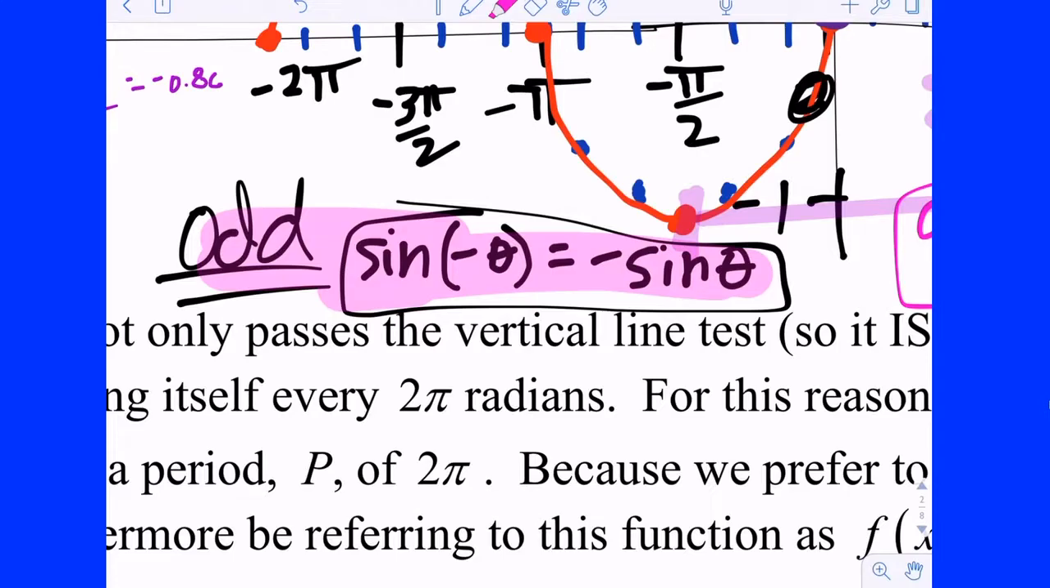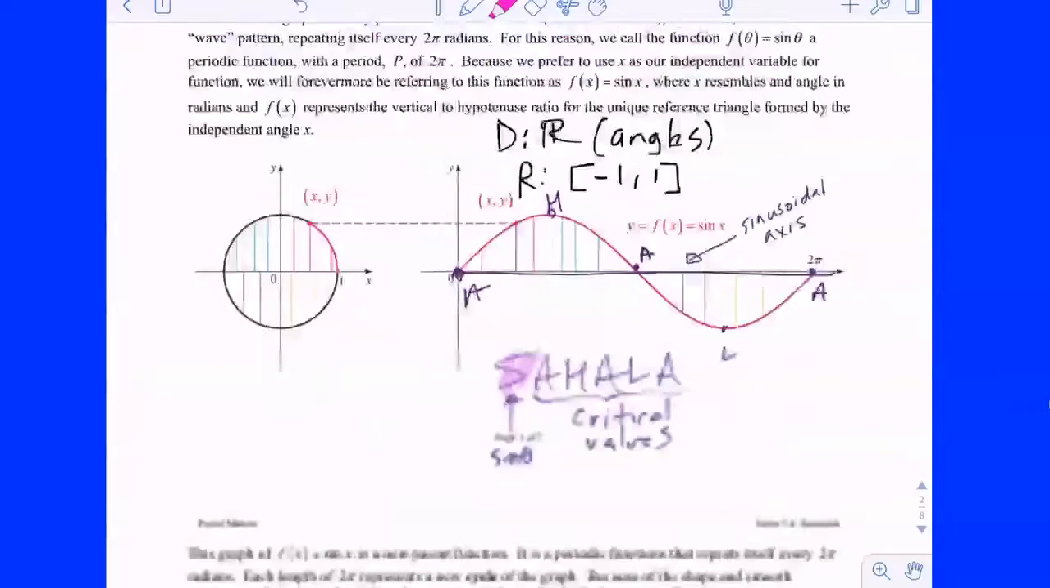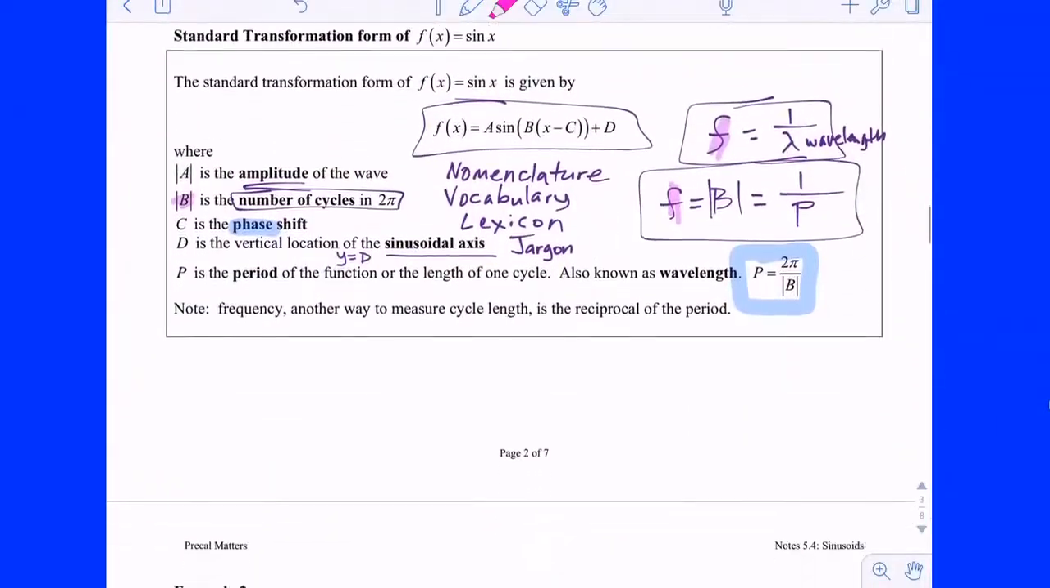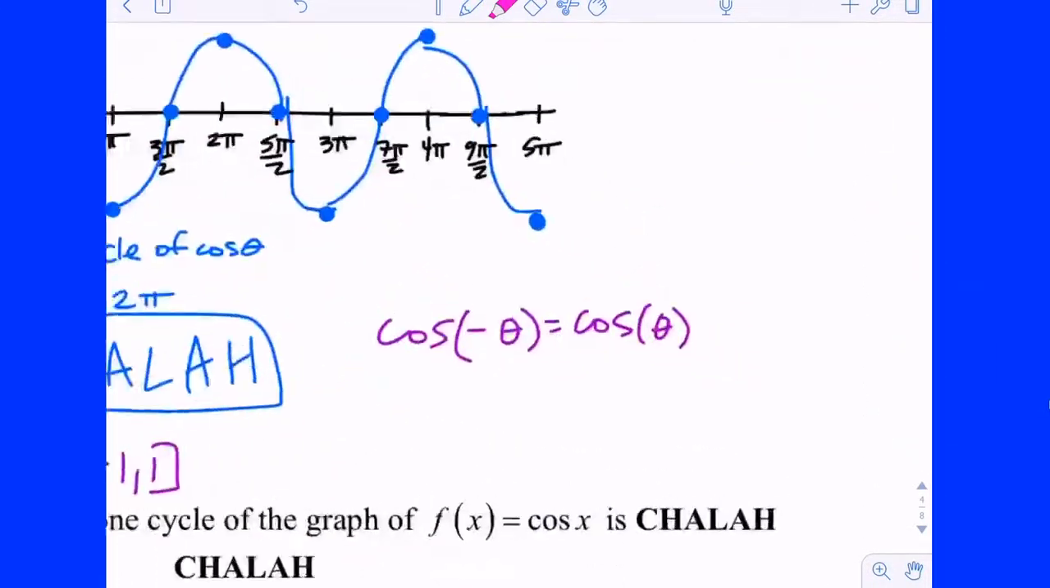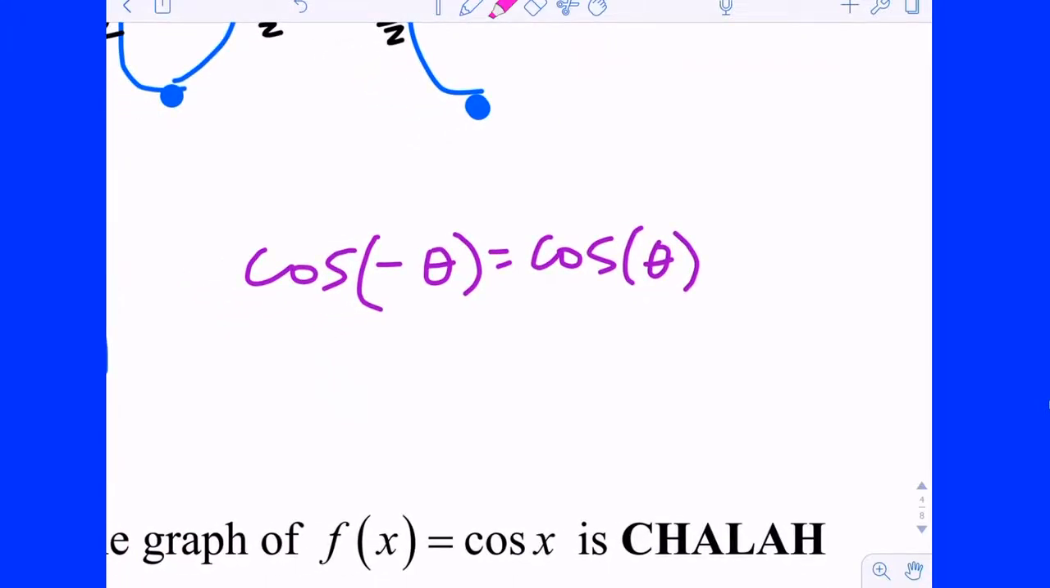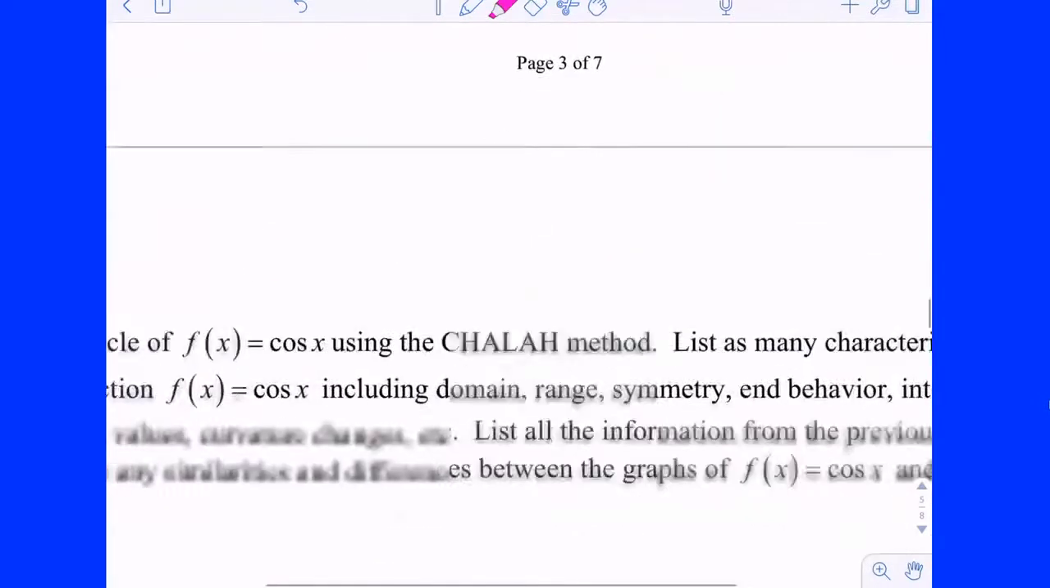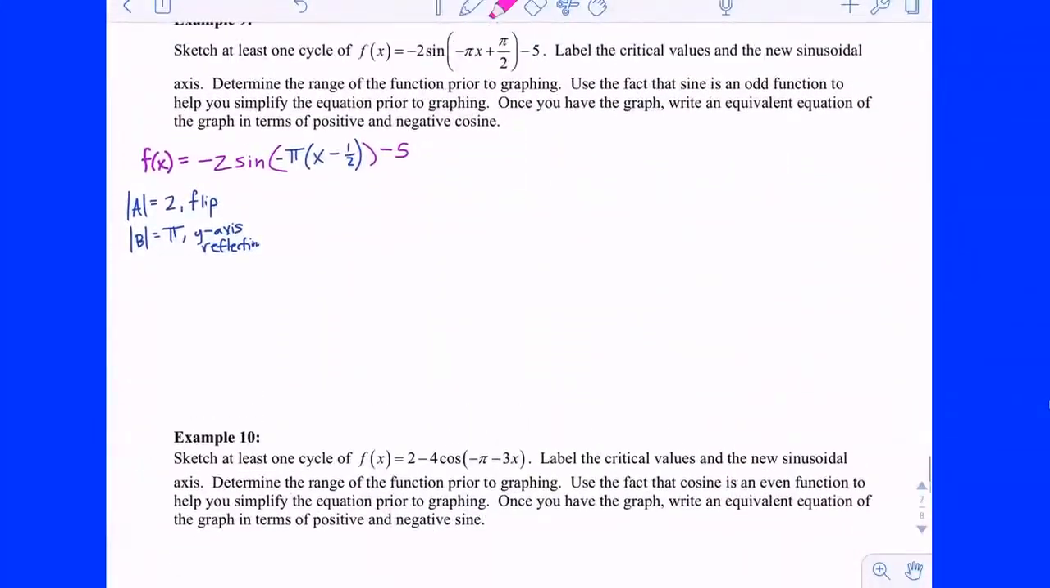So if you have a negative angle and you have an odd function, what can you do? You can essentially bring that negative where? Out front. That's the consequence of an odd function. What would be the consequence of an even function like cosine? If you have a negative angle, what can you do? You could just forget about it. You can just get rid of it altogether. But if it's an odd function, you have to deal with it by bringing it to the front. There you go. So you can use the symmetry here.